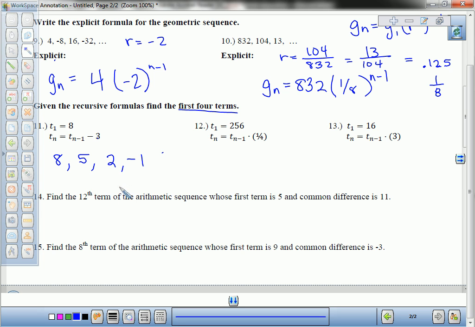So we just write the patterns. Yes, you just write the pattern. That's all sequences really are. Just that arithmetic and geometric are special patterns. Okay, the second one starts with 256. But what does it tell us to do here to get to the next term? Multiply by a fourth, which is the same as dividing by 4. You can do it either way. So if we took 256 and we divided by 4, we get 64.